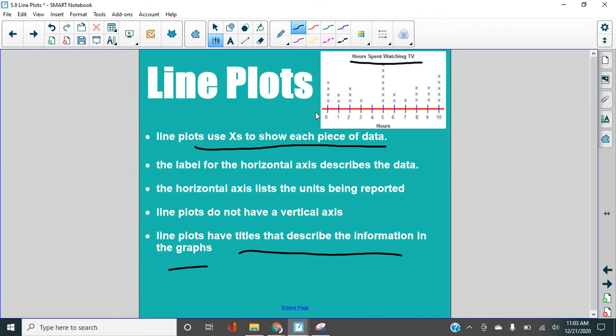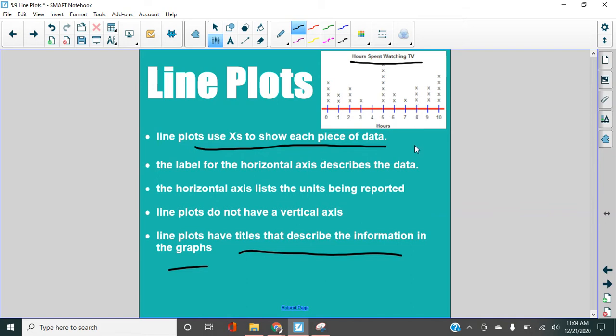Remember, horizontal means sideways. And these are labeled with numbers, or sometimes other things, but usually numbers. And then the number of X's represents the number of people, or whatever it is that you're counting. In this case, it's hours spent watching TV. So down here is the number of hours. That means this line plot shows that one person watched 3 hours of TV and 3 people watched 8 hours of TV.